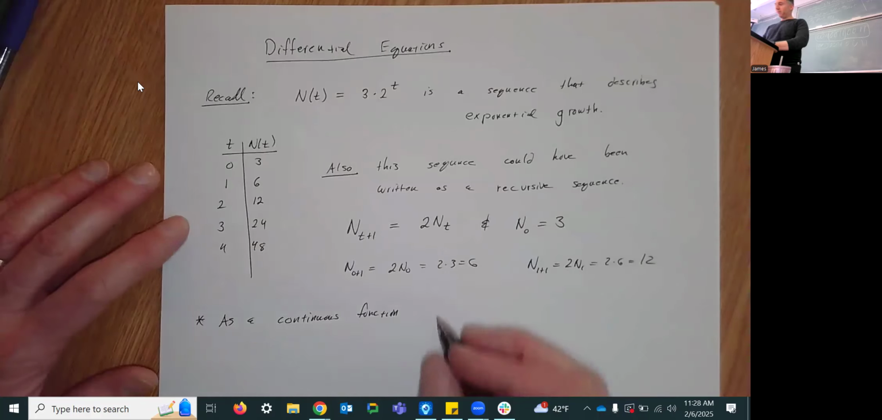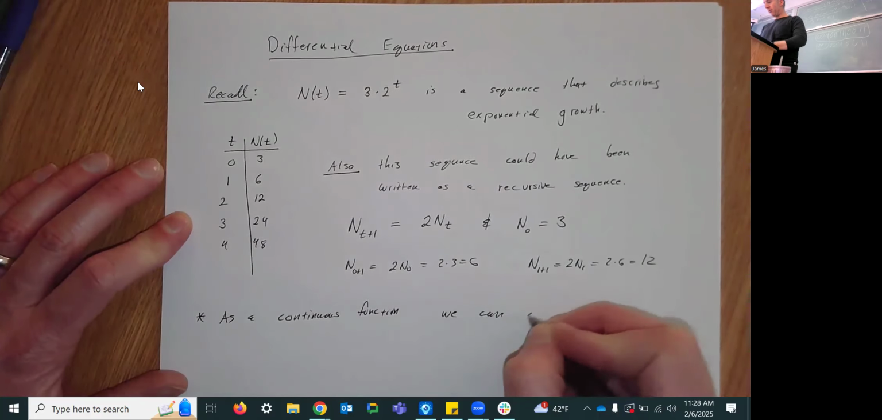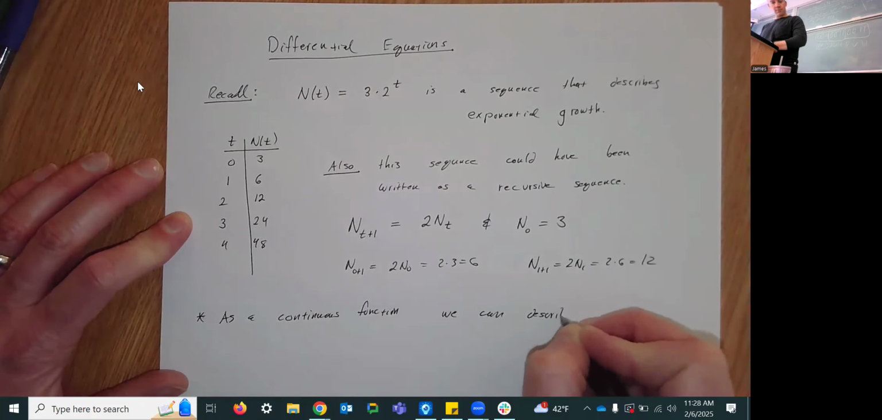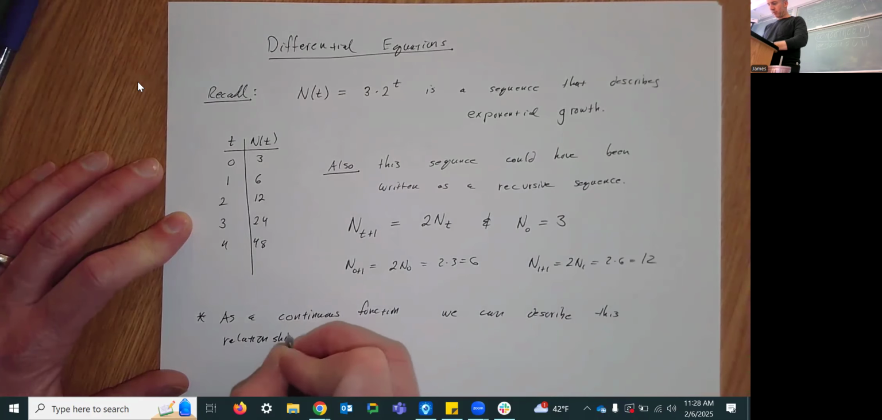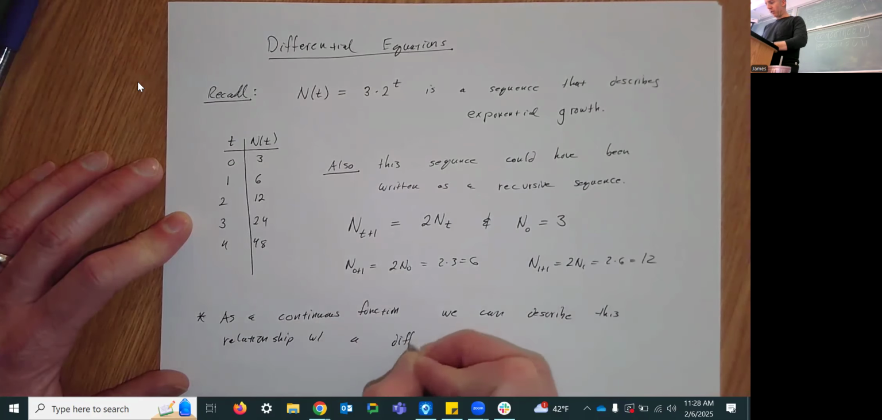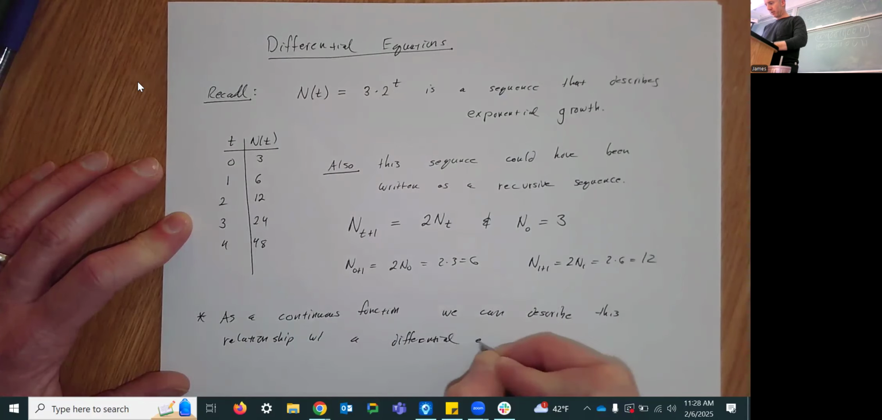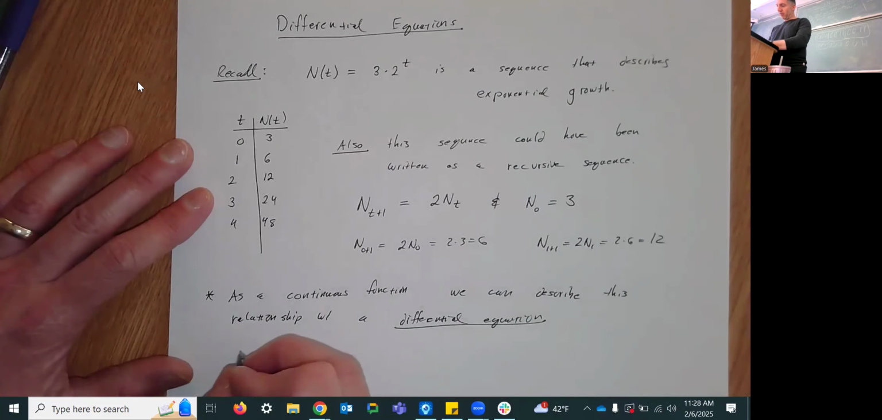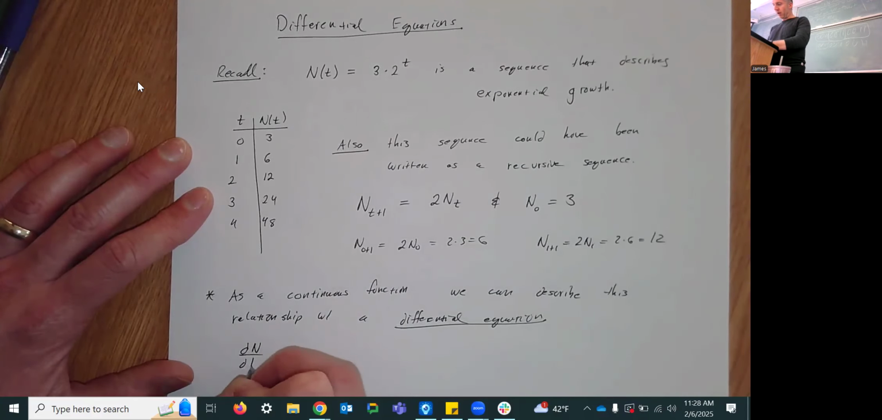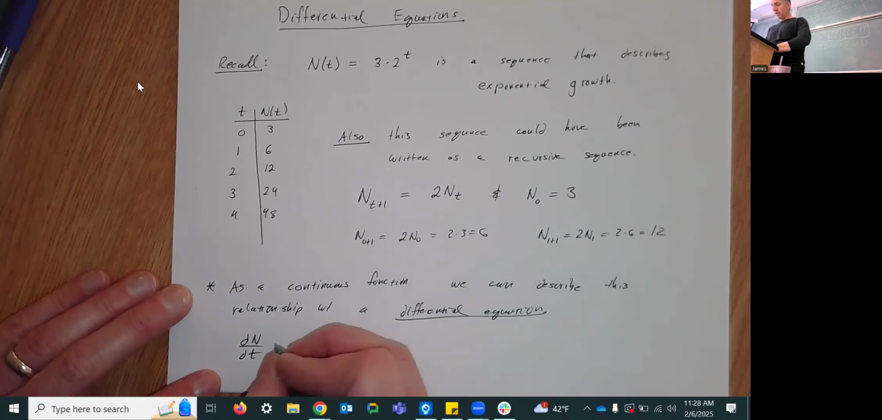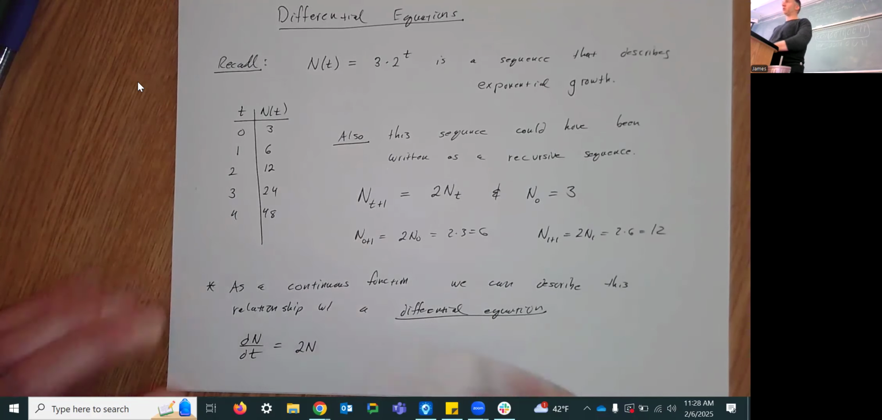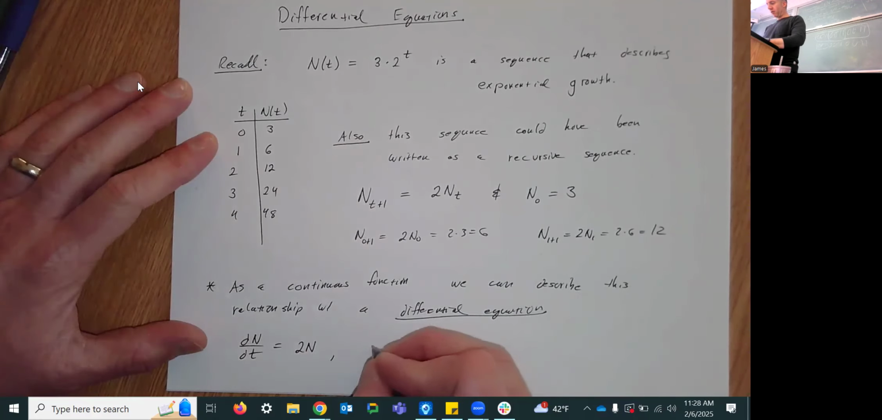So as a continuous function, we can describe this relationship with a differential equation. And that differential equation is the following: the rate of change of our population n is 2 times the population size, where the initial population is still 3.